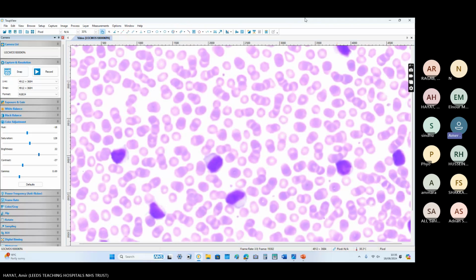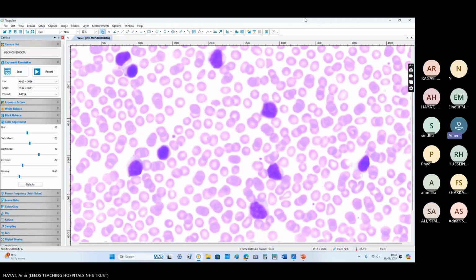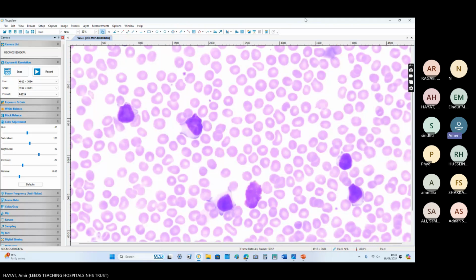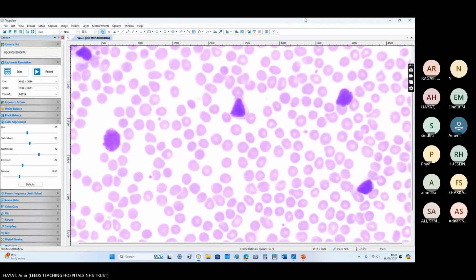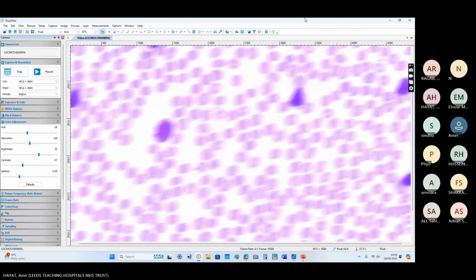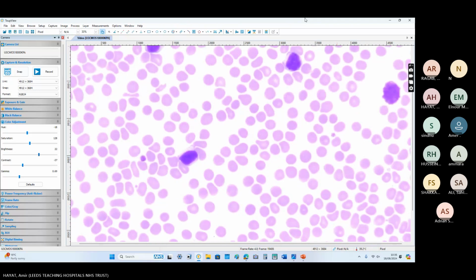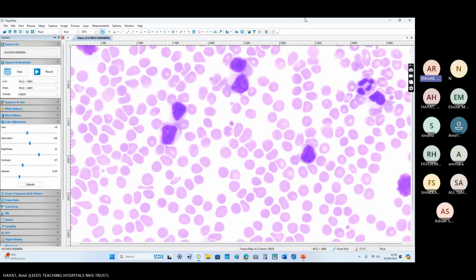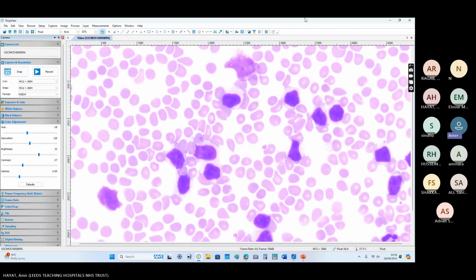So this is also a CLL blood film, and you can see it is a bit different than the previous one. Here, the cells become open. As you go to the thinner side, the cell size is a bit increased, but the nucleus is very mature, dark in color.